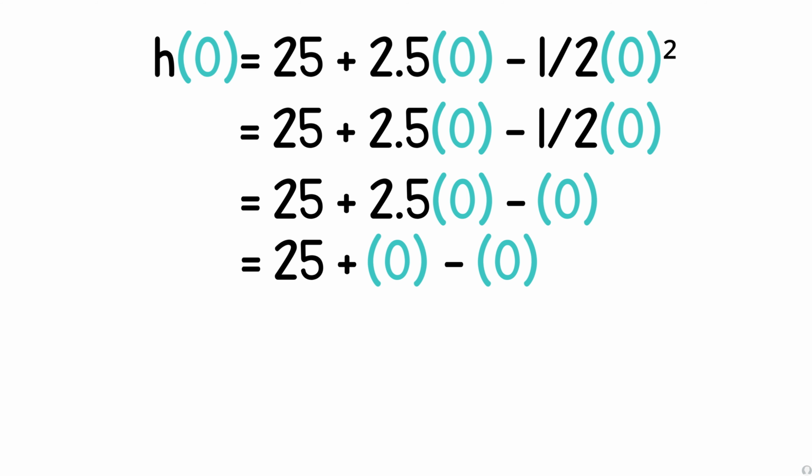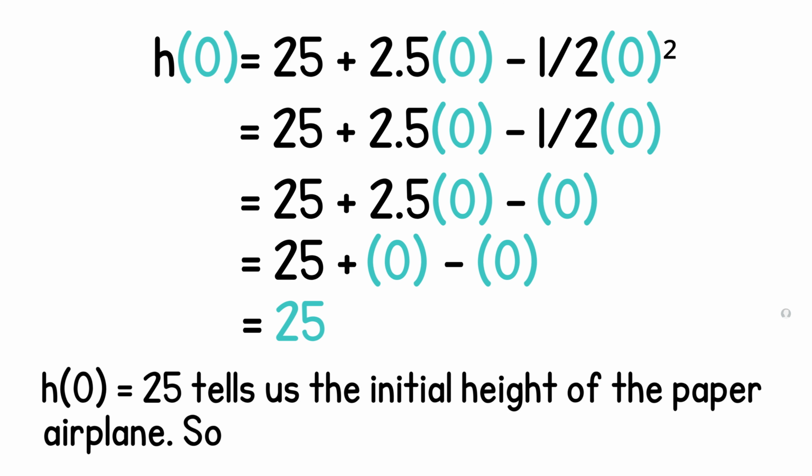So now we'll just add 25 plus 0 minus 0, which gives us a value of 25. So h(0) = 25 tells us the initial height of the paper airplane.